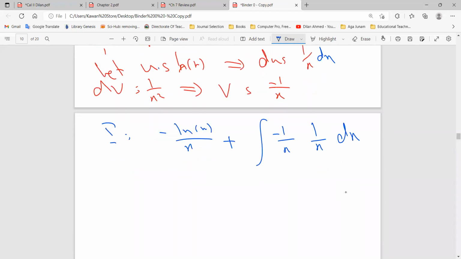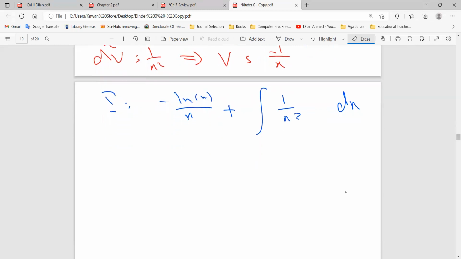It's equal to 1 over x squared. And I know that integral is easy. Equal to minus ln x over x minus 1 over x. That integral is easy. So here we are.